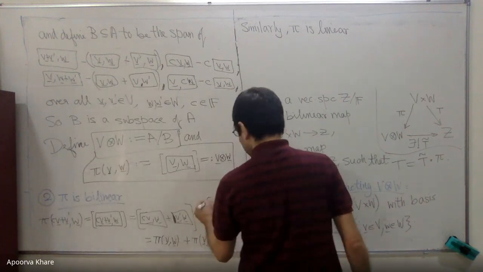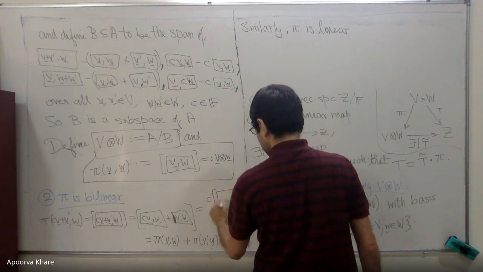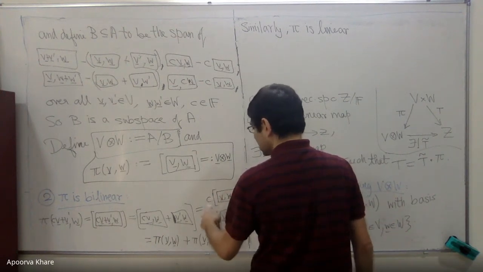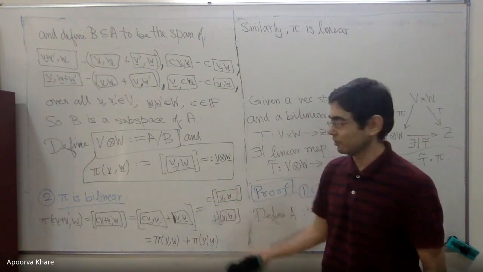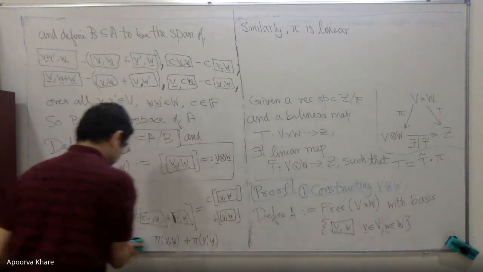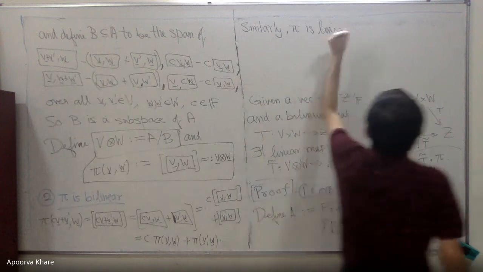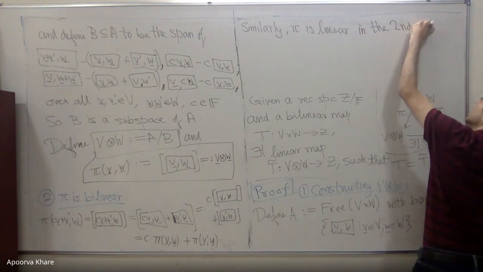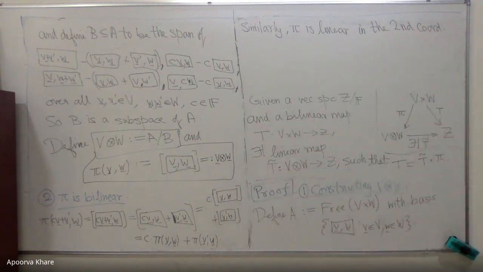You can check again by the definitions that this is exactly the equivalence class of V comma W, and the class can be multiplied by C. These are all definitions: how to multiply an equivalence class by a constant, how to add two equivalence classes. This is exactly equal to C times pi of V comma W. And similarly, pi is linear in the second component. This is part 2: pi is indeed bilinear. Now we come to part 3, which is the universal property.